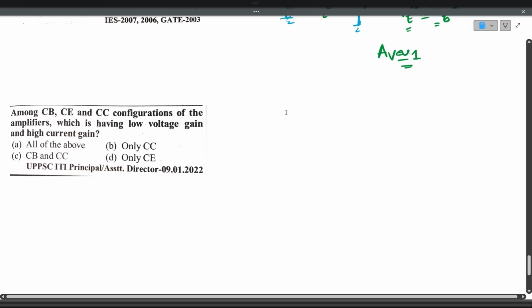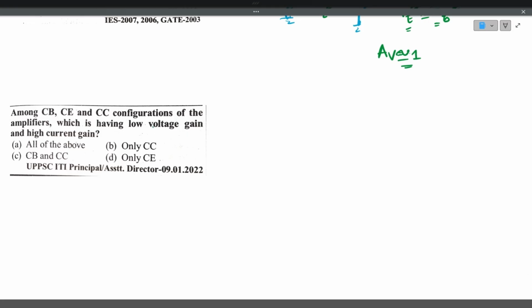Among the CB, CC and CE configurations, which of the following has a low voltage gain? Again the same answer, CC, common collector configuration.